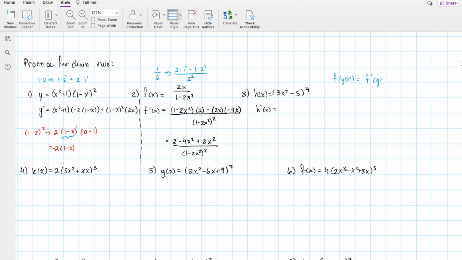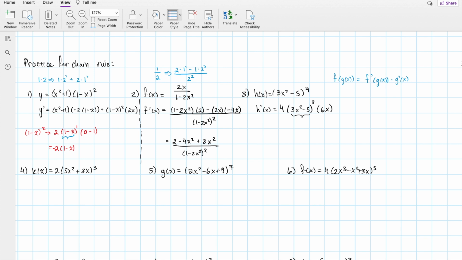So I'm going to show you this in two ways. The first one is just 4 times (3x squared minus 5), so this is the power rule, and then 4 minus 1 is 3, multiplied by the derivative of what's inside the bracket right here, which is 3 times 2, 6x, minus 5, the derivative of negative 5 is just 0, so we leave it as is.